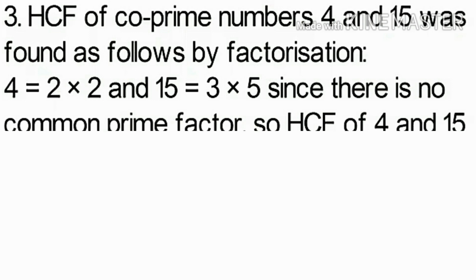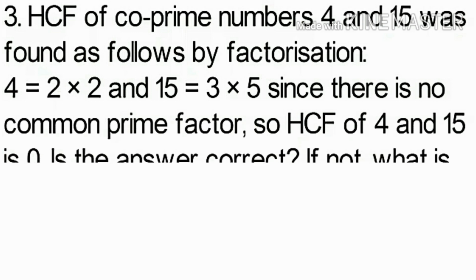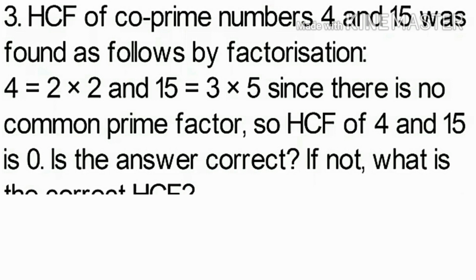HCF of co-prime numbers 4 and 15 was found as follows by factorization: 4 is equal to 2 into 2 and 15 is equal to 3 into 5. Since there is no common prime factor, the HCF of 4 and 15 is 0. Is the answer correct? Question mark. They are asking if it is correct or not, and if not, what is the correct HCF? In the last question's A part we have done what would be the HCF of two numbers, but there was a condition of consecutive numbers. So you have to take them back to back in a continuous manner, and you have seen the HCF is 1 only.